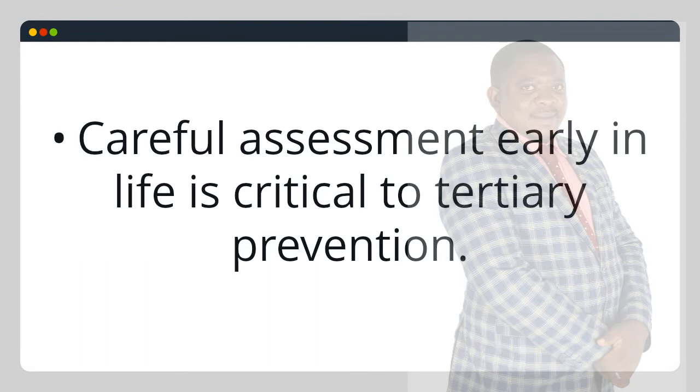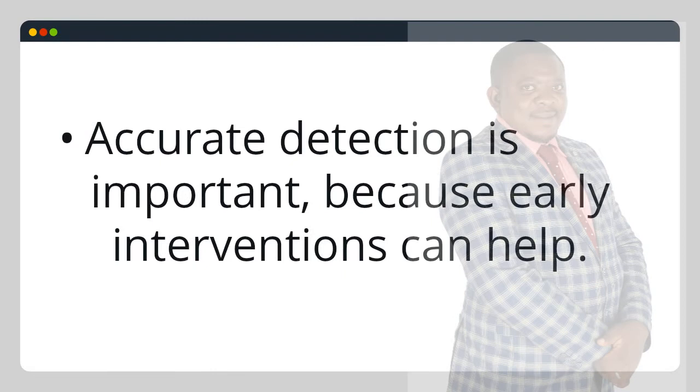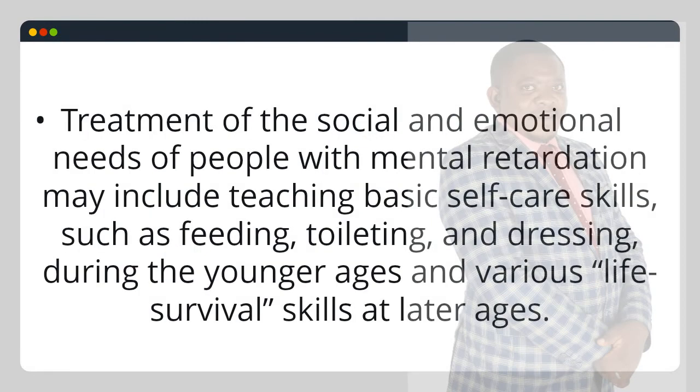Tertiary prevention. Careful assessment early in life is critical to tertiary prevention. Medical screening is essential for detecting conditions like PKU. Accurate detection is important because early interventions can help.